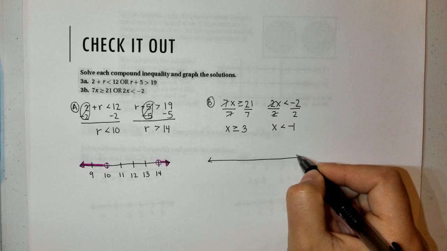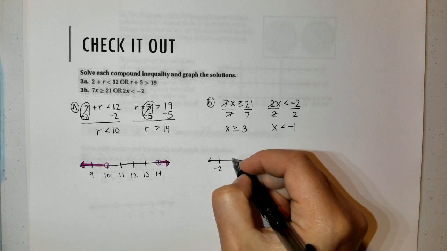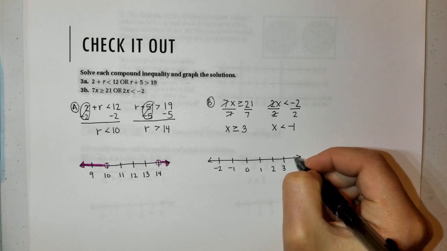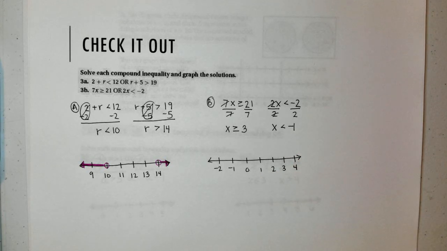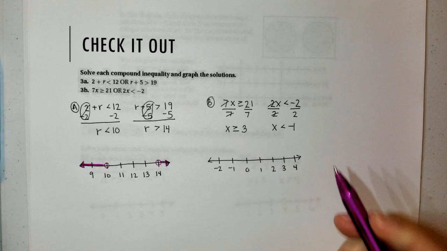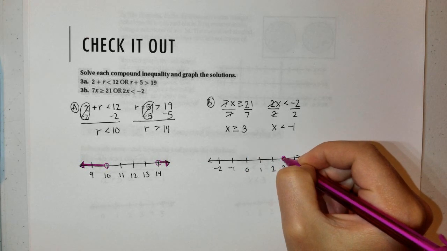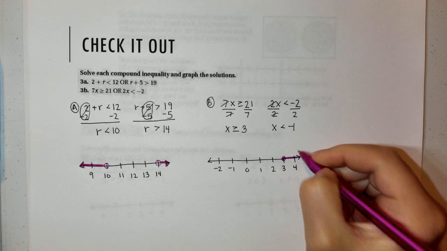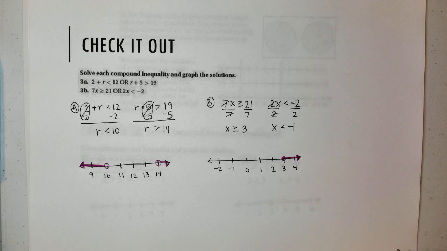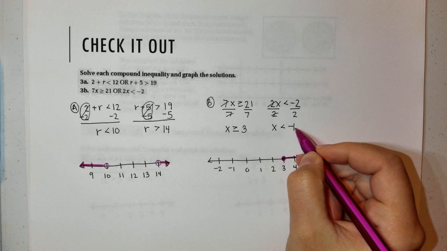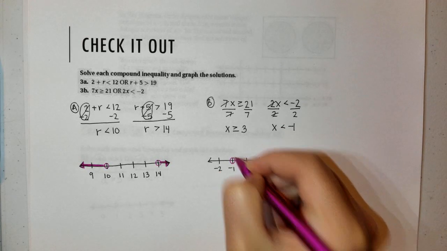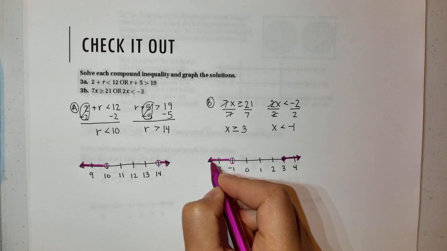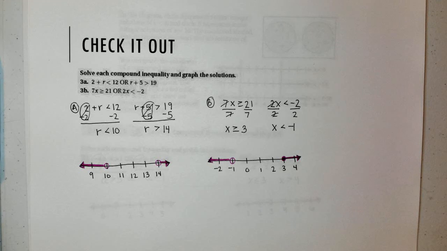So then to graph our solution, we have negative 2, negative 1, 0, 1, 2, 3, 4. X is greater than or equal to 3, so I'm going to have a closed dot at 3, and I'm going to shade to the right. And then the second part, less than negative 1, so I have an open dot at negative 1, shading to the left. So that is what my answer would look like for B.